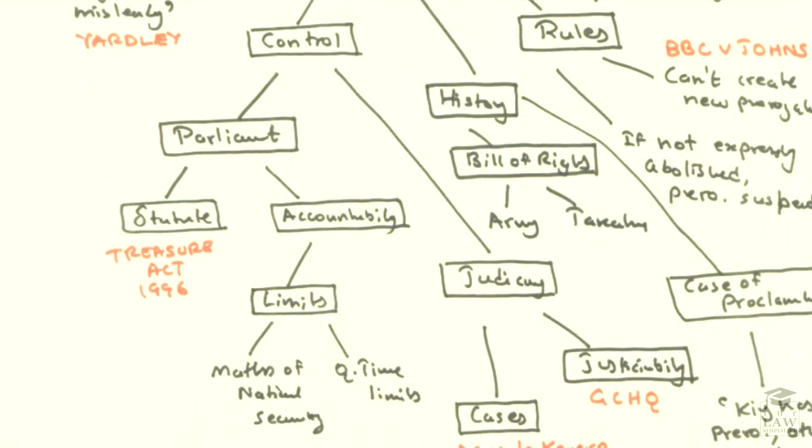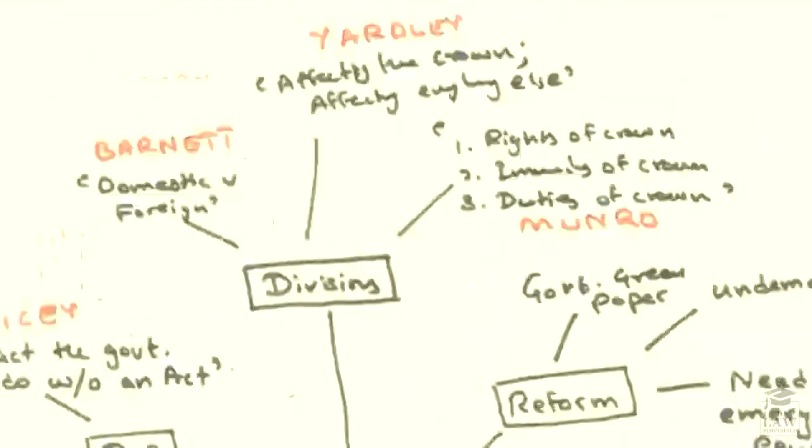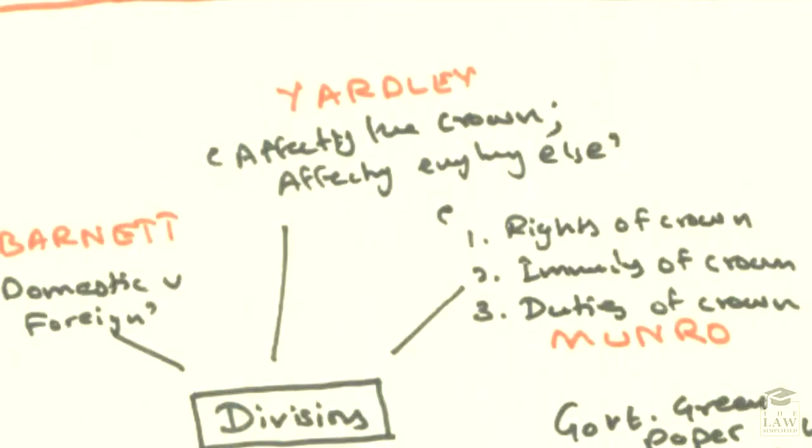We considered several divisions of royal prerogatives. Being numerous in nature, we had to categorize them as per Barnett as either domestic or foreign. But Yardley has denoted that prerogatives can also be defined or divided as those which affect the crown, much like the succession to the throne, as well as affecting everything else. Monroe has quite rightly dissected royal prerogatives as rights of the crown, immunity of the crown, as well as duties of the crown.